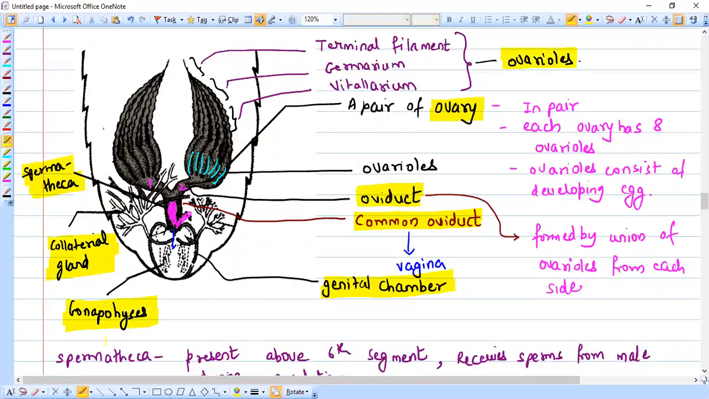The ovarioles are formed by three parts basically. The last one is called terminal filament. Below that there is germarium, and below that there is vitellarium. So this all together makes the female reproductive system of cockroach.